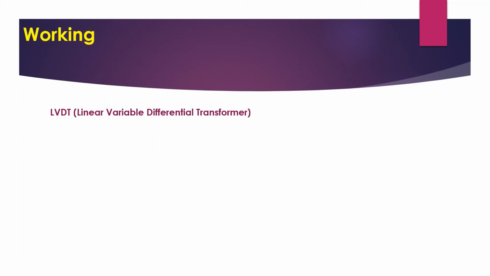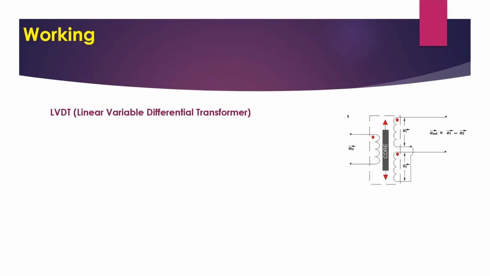Let us try to understand the working of LVDT, linear variable differential transformer. As shown in the figure, what you can see is there is one primary winding and two secondary windings of equal number of turns but connected in phase opposition. So the output voltage, these two are secondary windings, and this one is the primary winding, and this is the output voltage, which will be the voltage drop across one secondary minus the voltage drop across the second secondary.